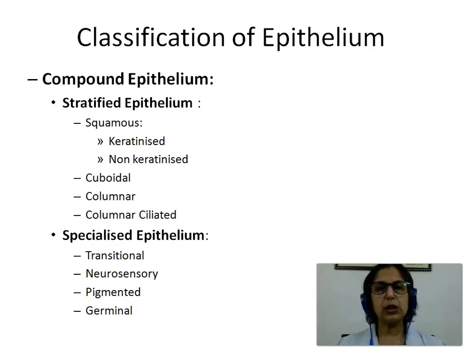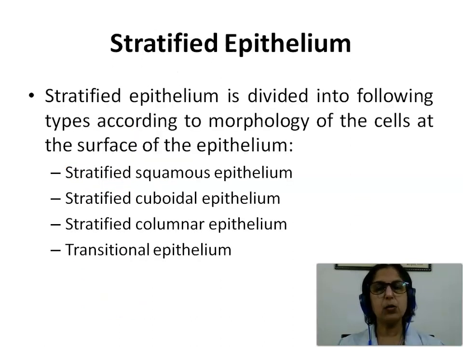Now coming on to the compound epithelium, it could be stratified epithelium or specialized epithelium. Under stratified epithelium, there is stratified squamous epithelium, which is of 2 types, keratinized and non-keratinized, stratified cuboidal epithelium, stratified columnar epithelium, and stratified columnar ciliated epithelium. Under specialized epithelium, there is transitional, neurosensory, pigmented, and germinal epithelium. So let us now go on to study the stratified epithelium.